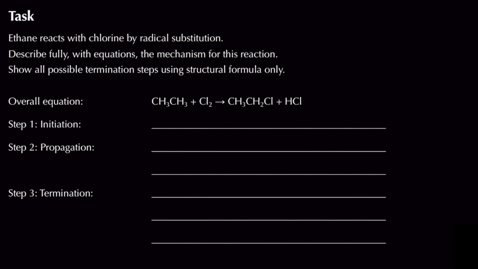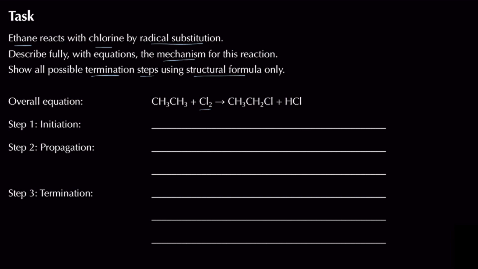So looking at this one over here, we're told ethane in this case is going to react with chlorine by radical substitution. We need to describe fully with equations the mechanism for this reaction, showing all possible termination steps using structural formula only. Now the first one is going to be quite easy. We've got initiation taking place. We're dealing with chlorine. Make sure you don't get that confused where you accidentally put bromine down, because it does happen to quite a lot of people.